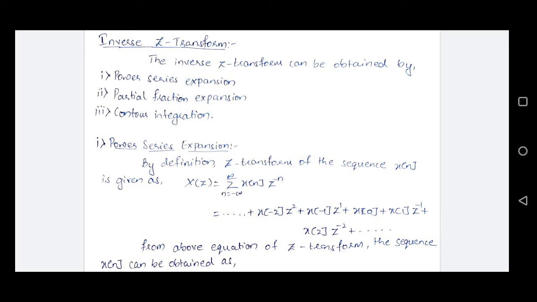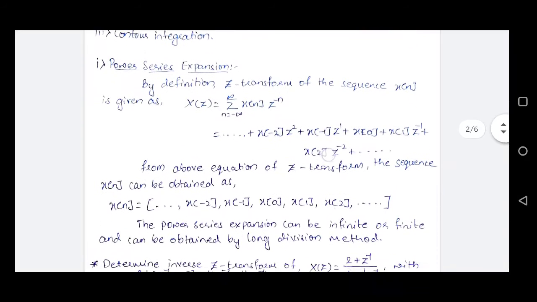And this inverse z transform can be obtained by three methods. First one is power series expansion method, second one is partial fraction expansion method, and third one is the contour integration method. In the following section, we'll be studying the three methods one by one. We'll be starting with the first method, which is power series expansion method.